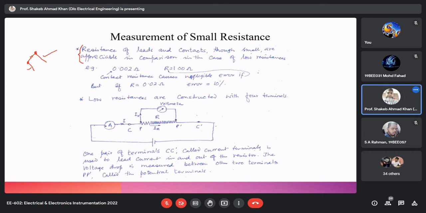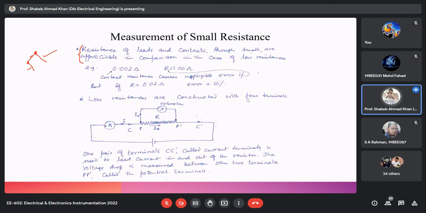As I told you earlier also, if you are weighing a kg of apple, and the error in measurement is suppose 1 gram, so it is 0.1%. But if you are measuring your 10 gram of gold, an error of 1 gram is 10%. So that's why error is basically expressed in percentage. That is the reason.